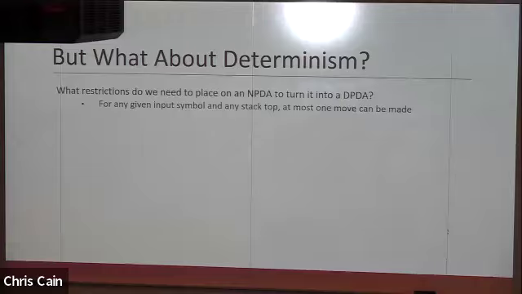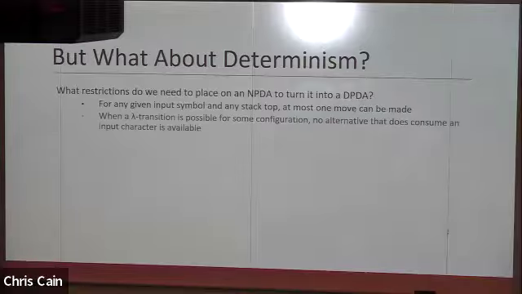So to be deterministic, if we have that pair, input symbol and stack top, then at most one move can be made from each state. This means that a DPDA can have lambda transitions, which is interesting. That's not something that we're familiar with from DFAs and NFAs, but we allow lambda transitions.